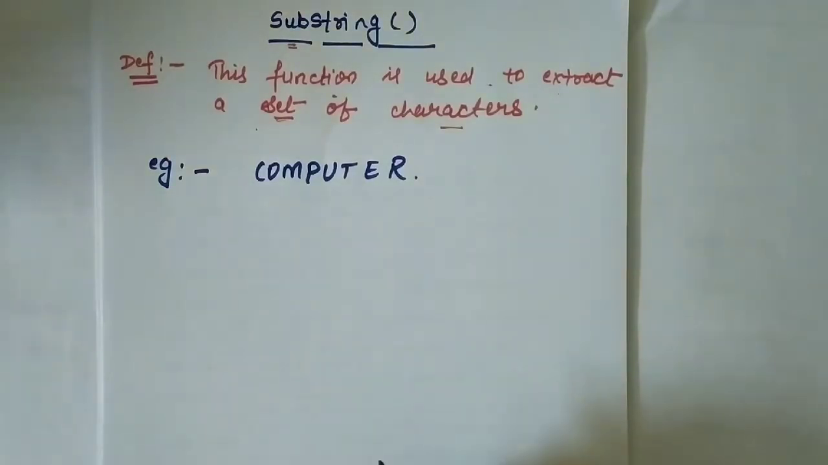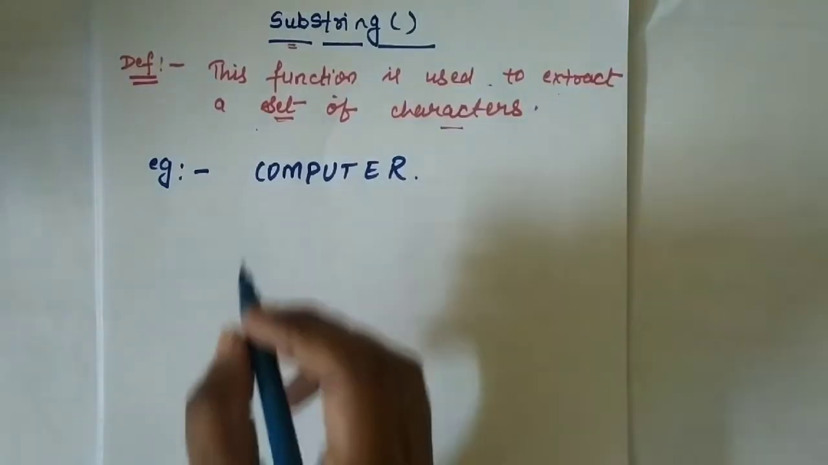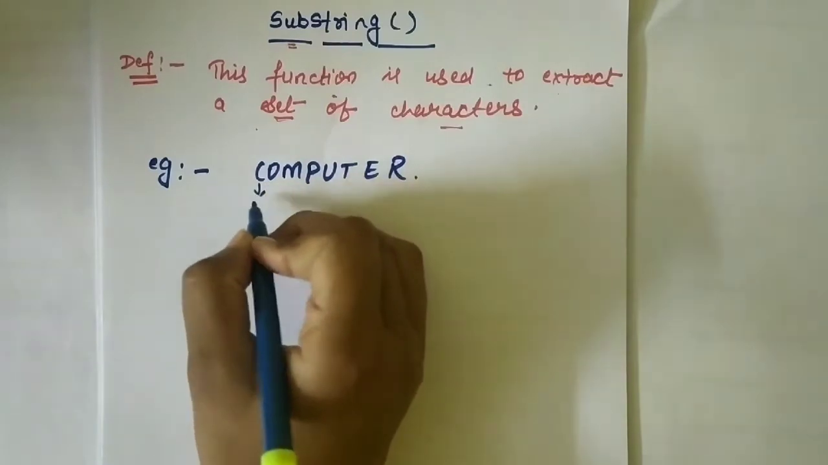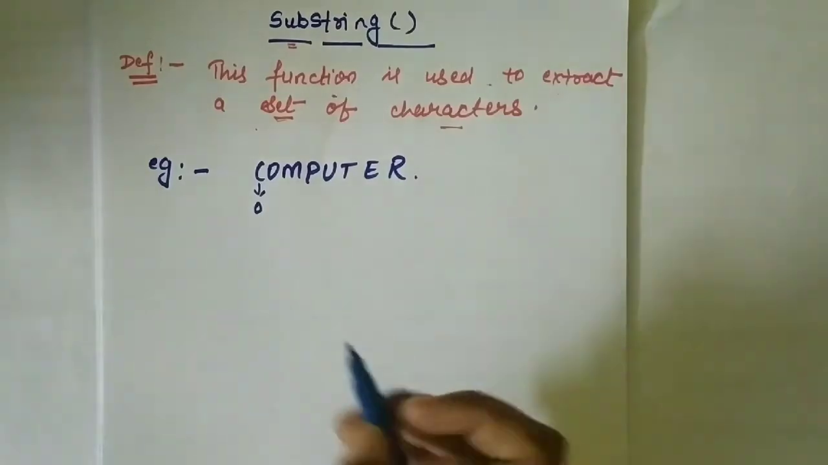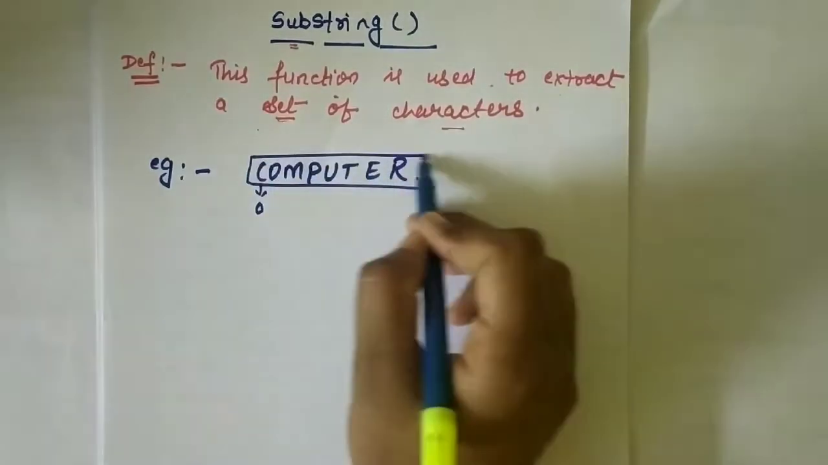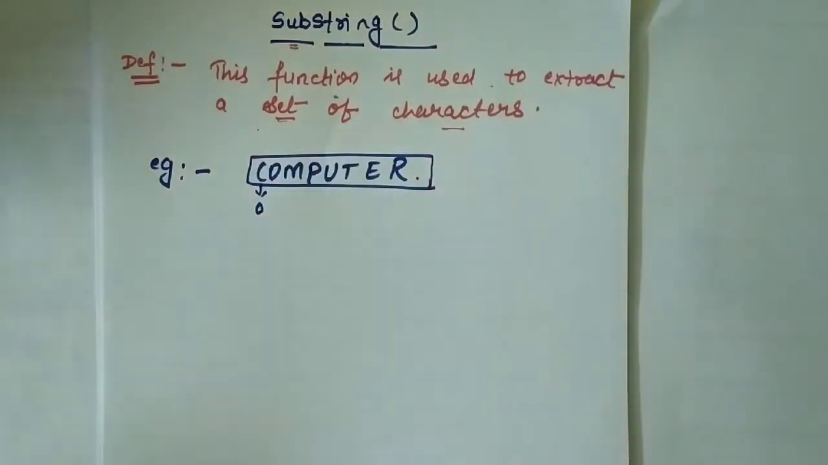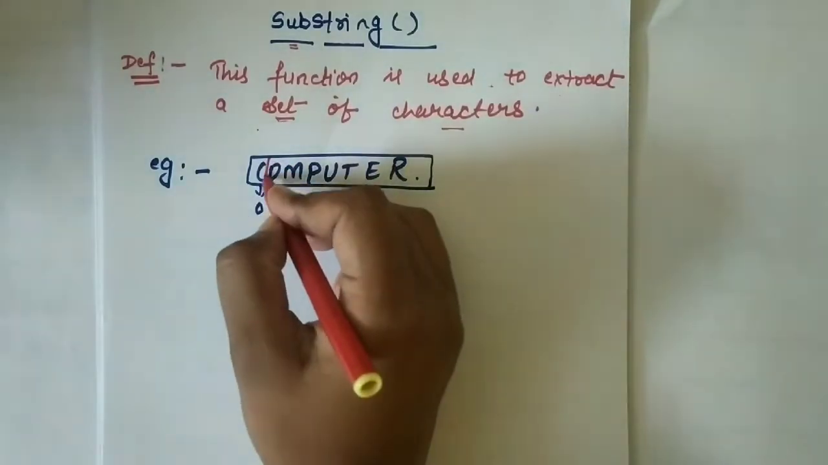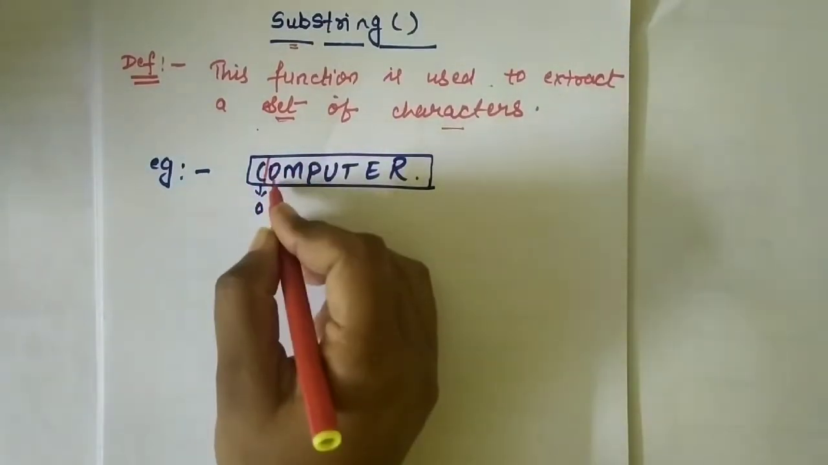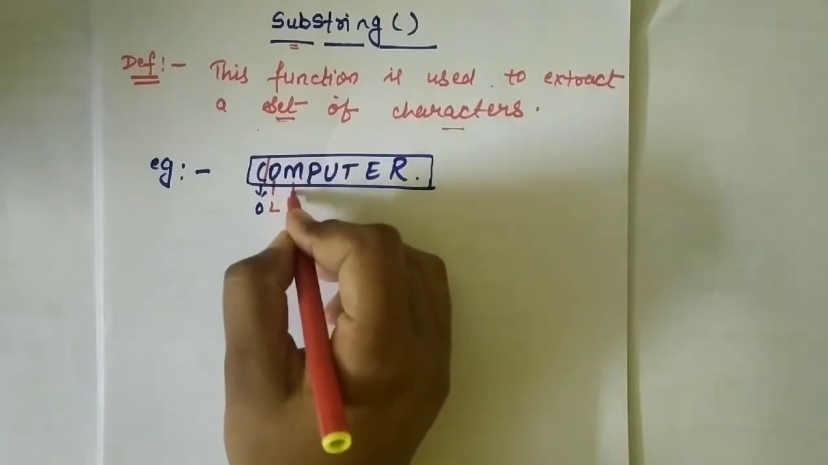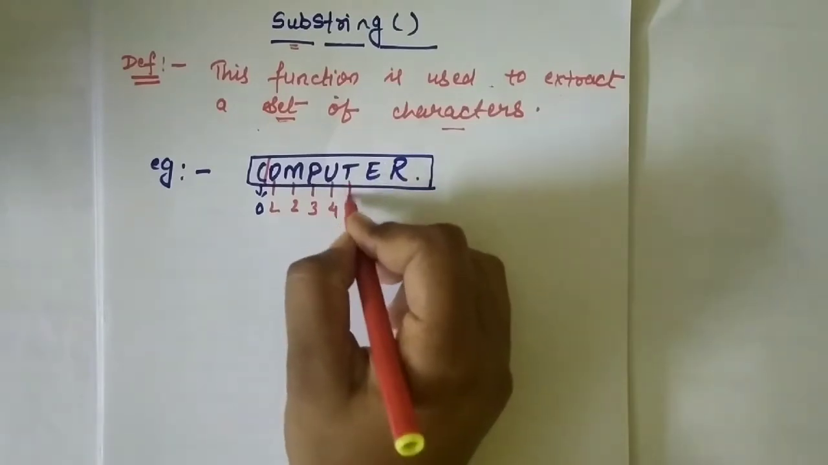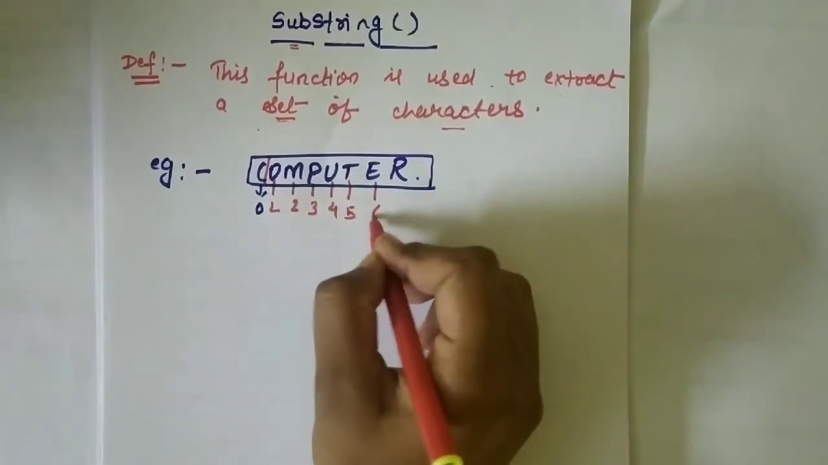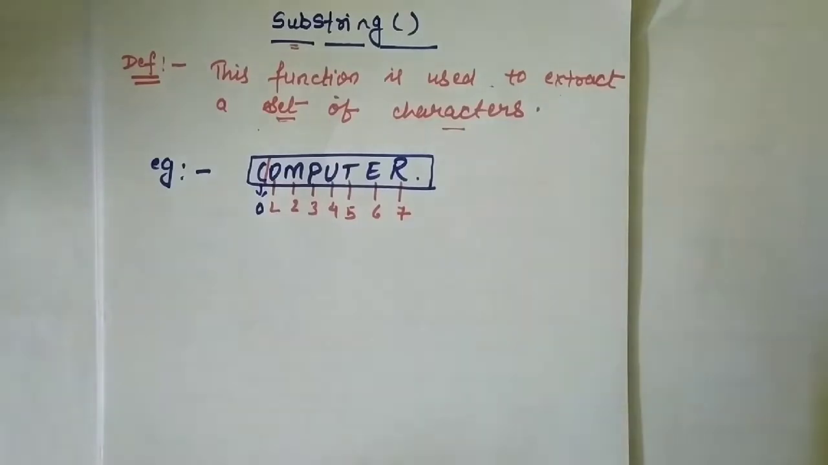This is computer. So let's write the positions. C is stored at which position? 0 position. 0 is the index of C. That means in computer memory a string is stored with different index numbers. So the index of C is 0 and the index of O is 1. Index of M is 2. P is 3, U is 4, T is 5, E is 6 and R is 7. This is the index of our string.